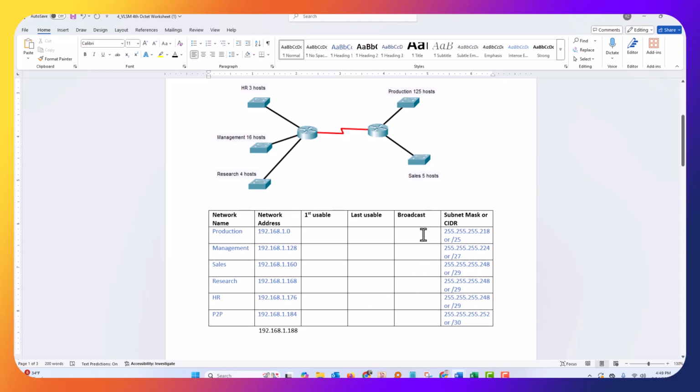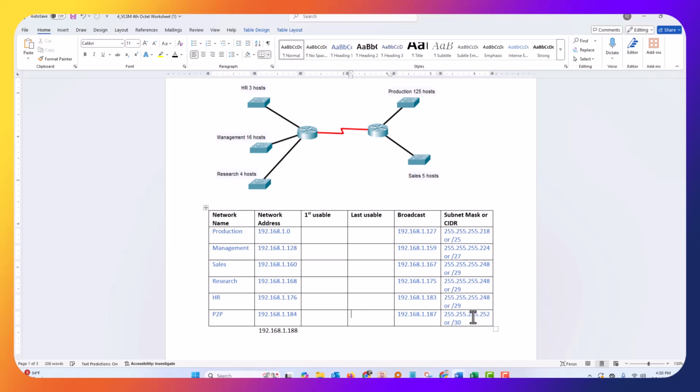All right, that gives us a broadcast address here of 192.168.1.127. And here, 160, so that makes it 159: 192.168.1.159. The next one is a 168, so that would make that 1.167. I keep putting zeros in there. I don't know why I keep doing that. 192.168.1.167. And the next one looks like 175: 192.168.1.175. Next one looks like a 183: 192.168.1.183. And the next one would be a 187: 192.168.1.187. There we go.